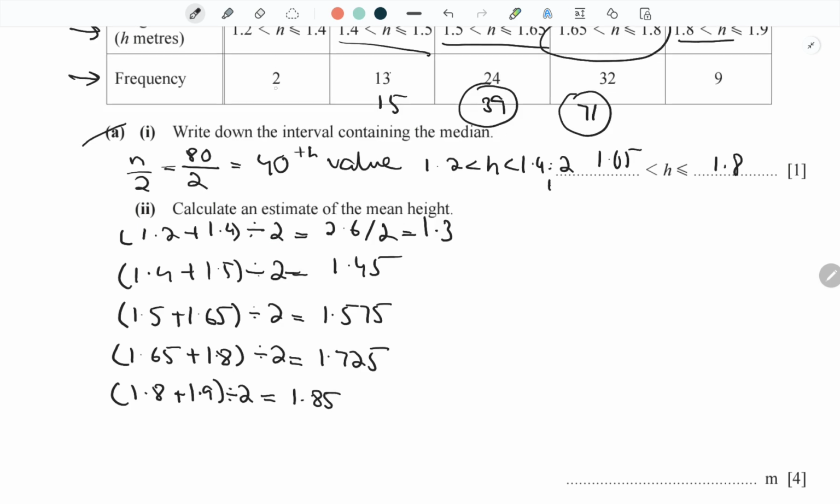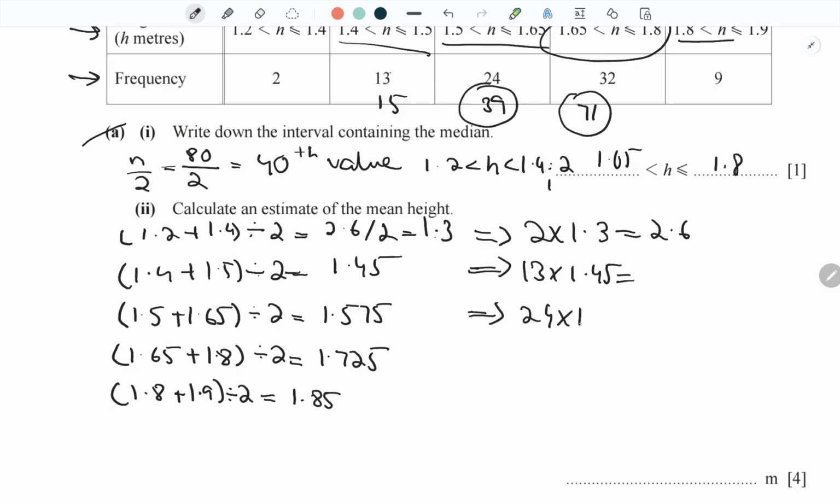We multiply the frequencies by these values, like 2 times 1.3, which becomes 2.6. Then 13 times 1.45. First I write all the values, then we will multiply them. 24 times 1.575, then 32 times 1.725, then the last one, 9 times 1.85.